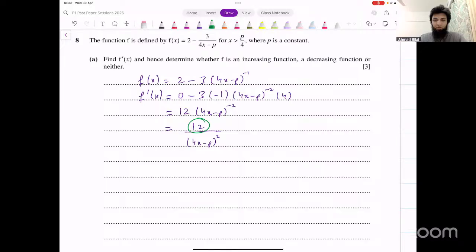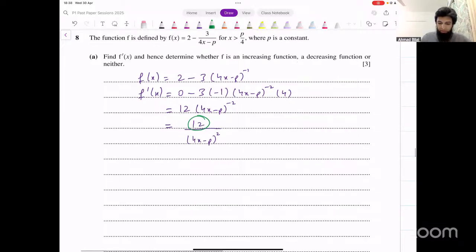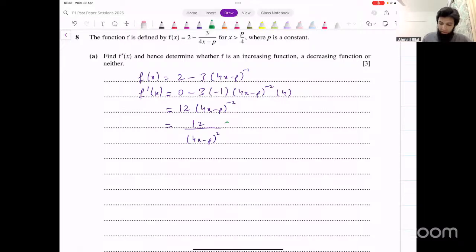So we know that the numerator is a positive number. That's 12. The denominator also has to be greater than or equal to 0. It can't be 0 because in that case, you would have 0 in the denominator. In the question as well, they have specified that x is greater than p over 4. If x is greater than p over 4, you can say that this expression is always going to be positive, right? Because when x is equal to p over 4, you get 0 inside. When it's greater than p over 4, you will always get a positive number. So numerator is positive, denominator is positive.